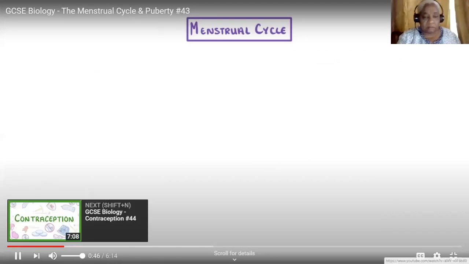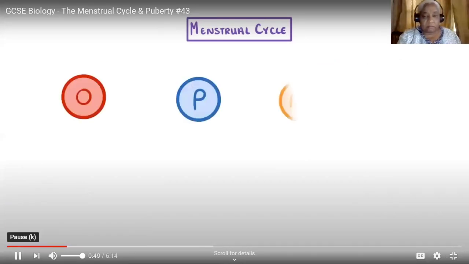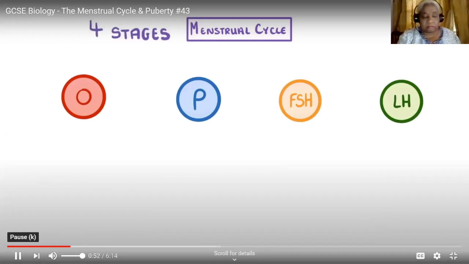Now, when it comes to the menstrual cycle, there's quite a lot going on, because there are 4 hormones that interact to bring about the 4 stages of the cycle. In some of the literature, you're going to see 3 stages rather than 4. They don't count ovulation itself as a stage, but don't get bogged down with that. Just learn the processes.